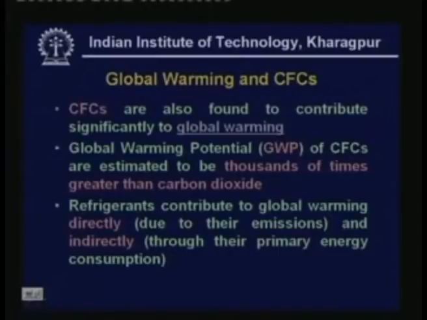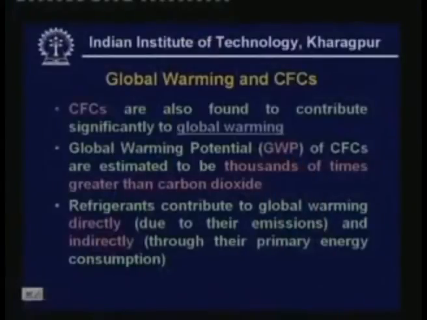Refrigerants contribute to global warming potential in two manners. One is in a direct manner, that means when you release chlorofluorocarbon into the atmosphere, they directly start absorbing the long wave radiation. However, they also have an indirect effect, that means all these refrigeration systems using refrigerants consume energy, and in vapor compression refrigeration systems you have to give electrical or mechanical energy as the input, and to produce this energy, one has to burn, for example, fossil fuels. That means electrical energy requires burning of fossil fuels, and the burning of fossil fuels leads to release of carbon dioxide into the atmosphere.